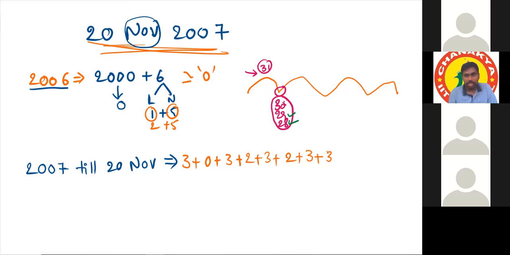So for the upper one, we have to start from January. This is February, March, April, May, June, this is July. Again, we have to start August from there only. So this is August, September. Then in reverse order, September, October, November, and then December.